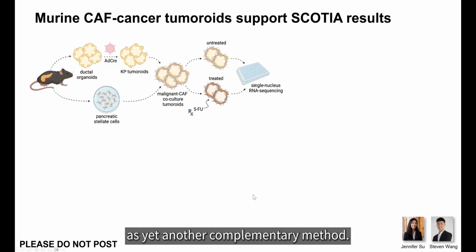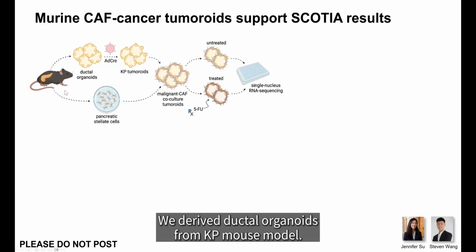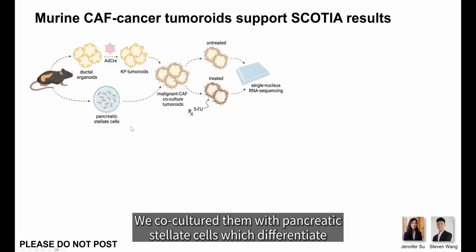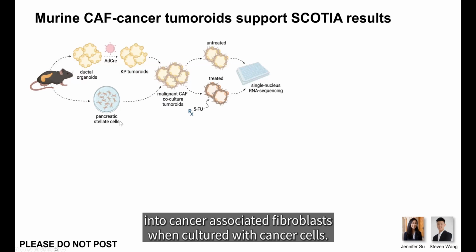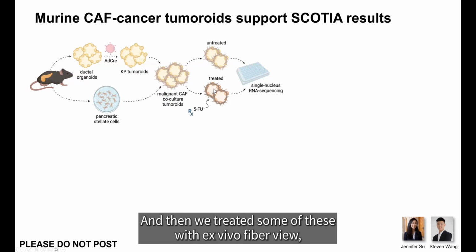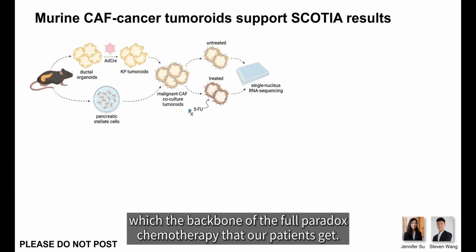As yet another complementary method, we derived ductal organoids from the KP mouse model. We co-cultured them with pancreatic stellate cells, which differentiate into cancer-associated fibroblasts when cultured with cancer cells. And then we treated some of these with ex vivo 5-FU, which is the backbone of the FOLFIRINOX chemotherapy that our patients get.